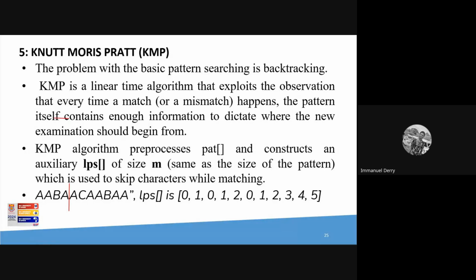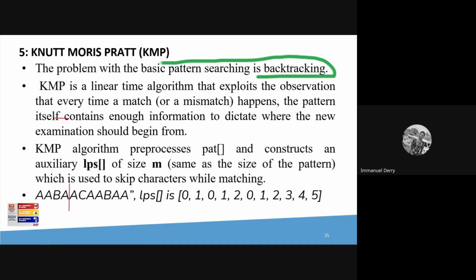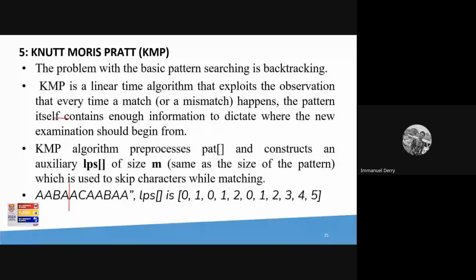So backtracking basically means that in the naive pattern search algorithm, if you begin to search and then find a mismatch, you have to go back and refer to your previous characters. However, this KMP algorithm eliminates that portion for us, and we see that it's a linear time algorithm. Now let's look at how this KMP algorithm can be put into effect.